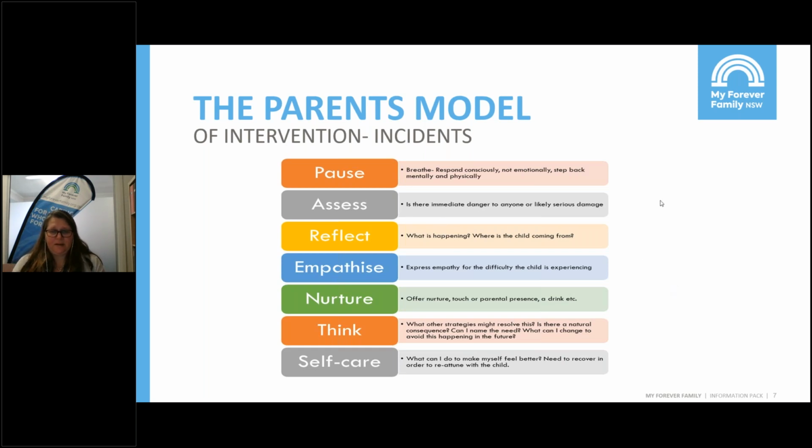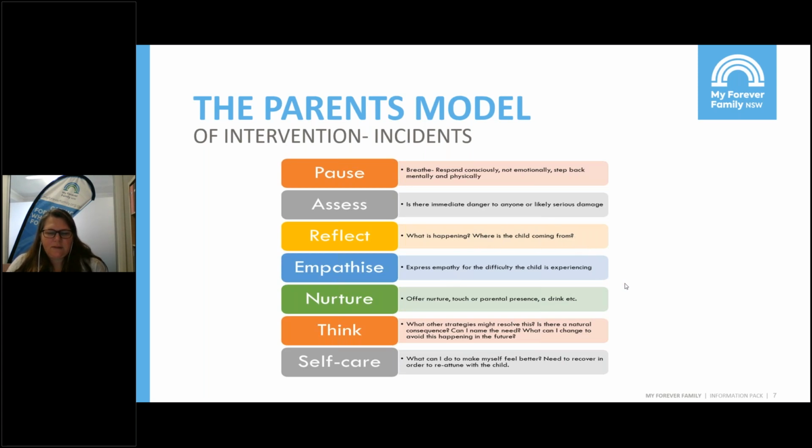So the first one is to pause, to respond, and I guess we can go back to the brain model for ourselves. If we're responding in our lower brain, we're responding with an action, with a facial expression, with something else. So meeting the incident and taking a breath and pausing allows us to reconnect our cortex to our lower brain, and we can start thinking in our cortex about how we can respond. So respond consciously, not emotionally, and step back mentally and physically. We need to assess if there's any immediate danger to anyone or any serious damage that can occur. What is actually happening in this moment, and where is the child coming from? What is going on for them in that space?